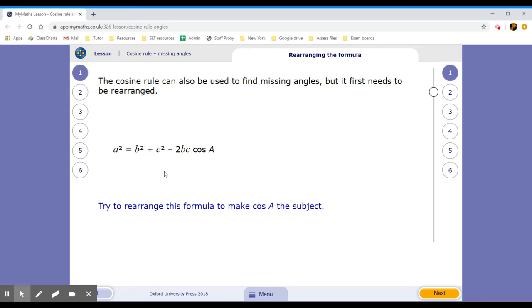So I want you to pause for a second, start off with this particular equation, and then try and rearrange it and get cos A by itself. So make cos A the subject. When you've had a go, hit play and I'll go through it with you.